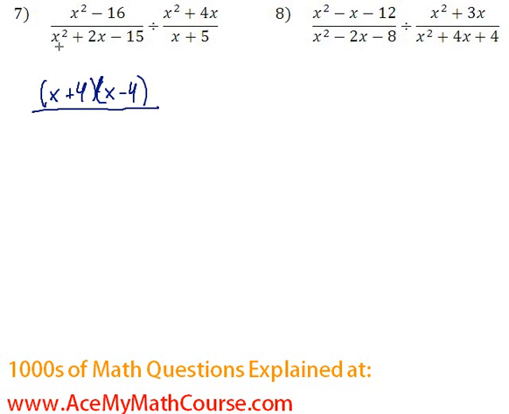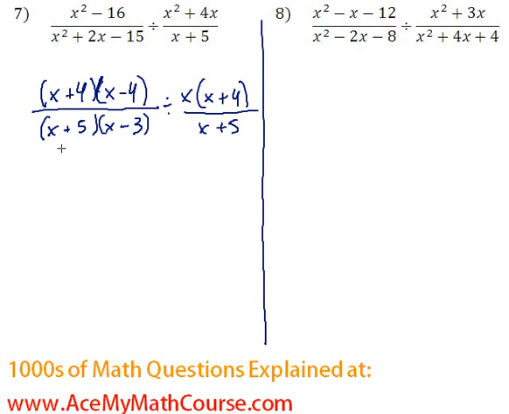All over. Now we have x squared plus 2x minus 15. Again, open two sets of brackets. And we're looking for two numbers that multiply to negative 15 and add up to 2. So how about 5 and negative 3? Those work. Now I can factor out an x out of x squared plus 4x. X squared divided by x is x. 4x divided by x is 4. All over x plus 5.